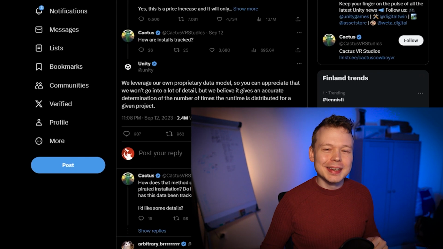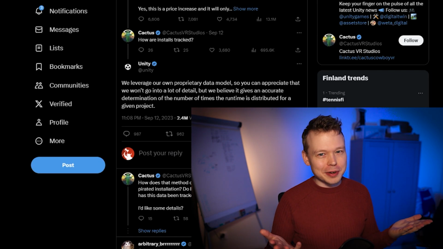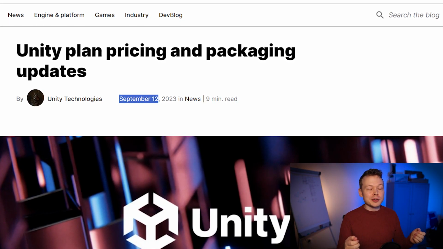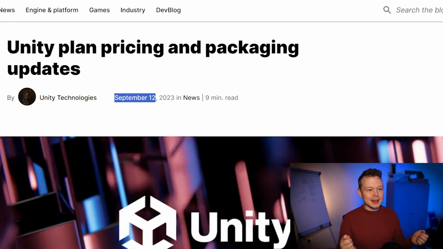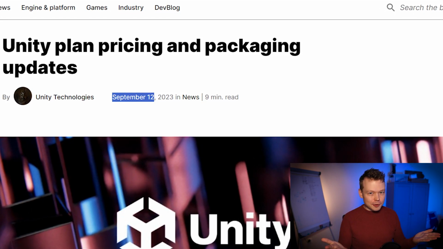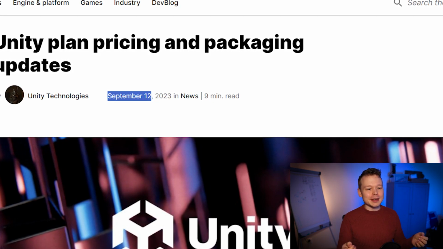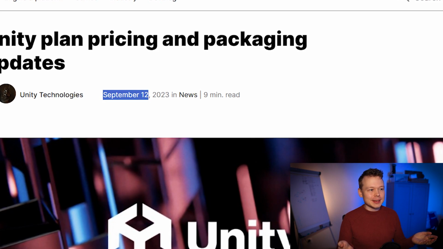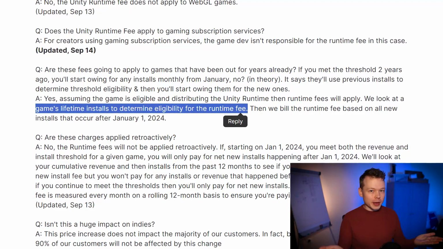But the install fees I don't think are even the worst part about this change. Unity announced this change just around 3 months before it would go into effect. And worst of all, yeah, I cannot emphasize this enough, the worst thing they did was to say that this will retroactively affect all games.